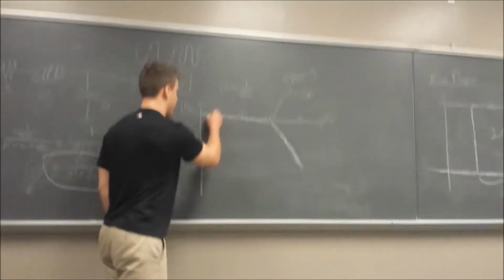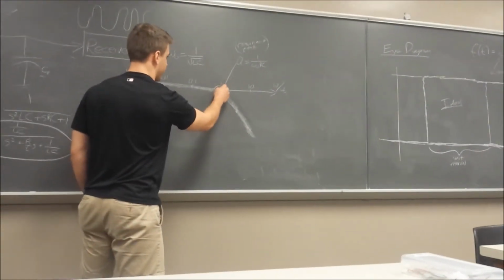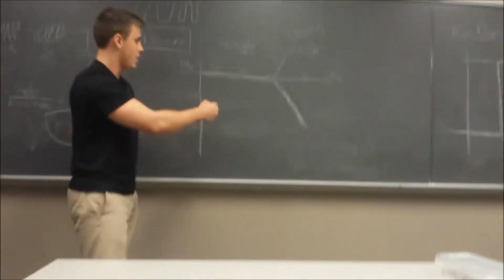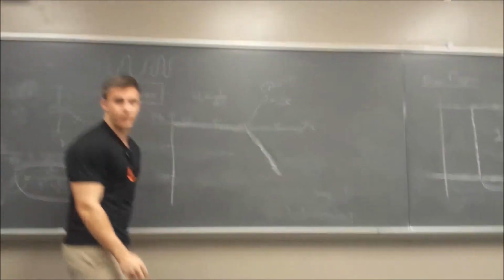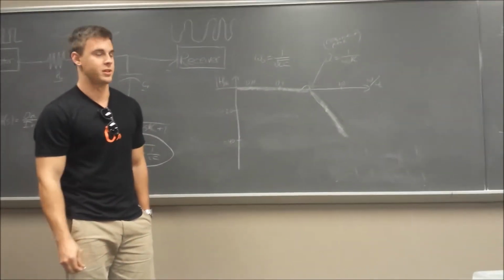We're going to pass all low frequencies up to the cutoff frequency. This is a normalized plot here. And after that cutoff frequency, we're going to have about 40 decibels of attenuation per decade of frequencies passed.